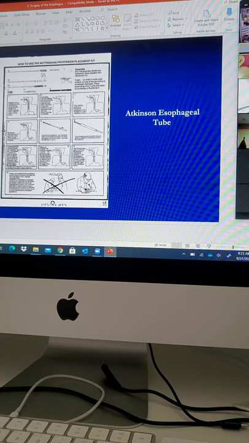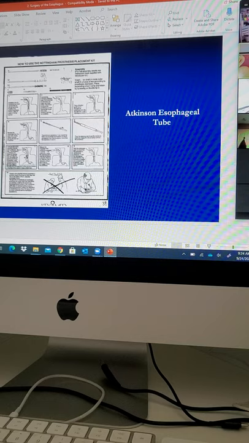Here is another tube, guys, which I described, and this is the Atkinson, using the Harrington rod for the placement, okay? This is a kit. This comes in one kit. Everything has to be in it, and it's put together properly. You can reposition it. You can check that, okay? You just have to know this. I described it pretty well in the lecture.